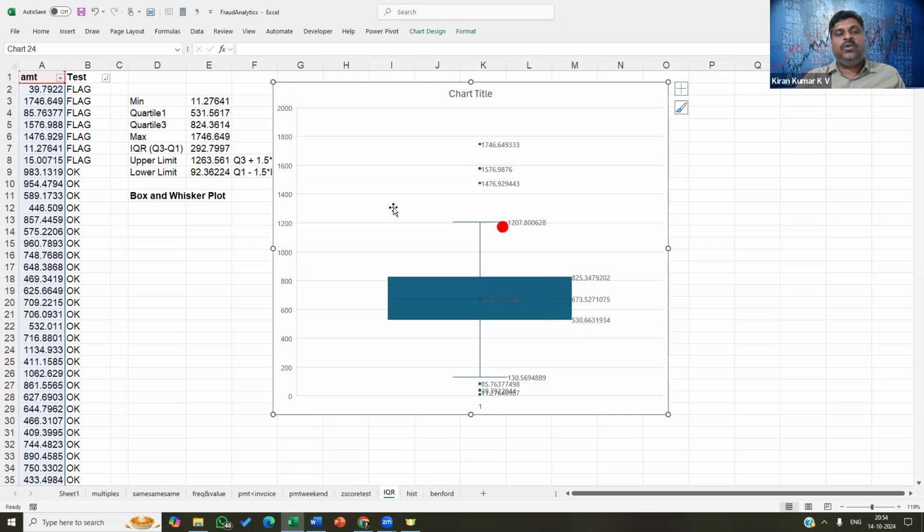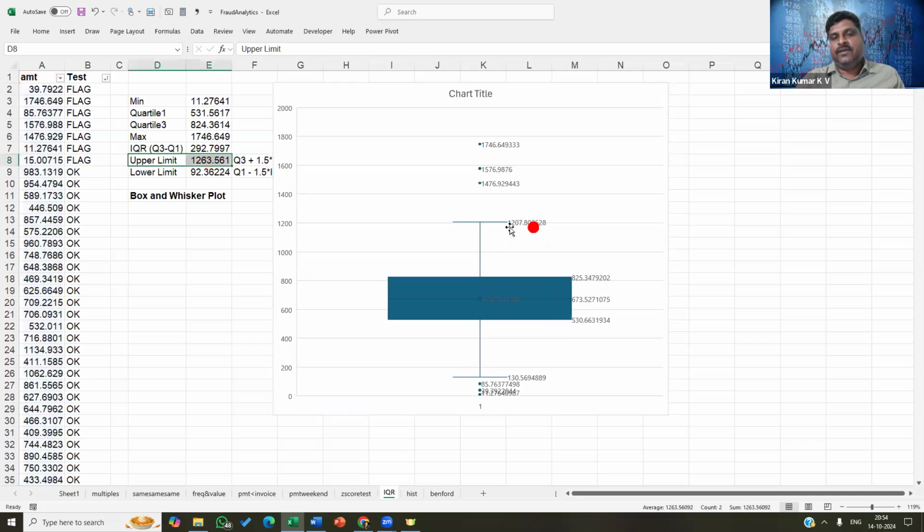You see, this 1207 is your upper limit. What is this upper limit? This is nothing but whatever is the Q3 plus 1.5 times the IQR. This shaded portion is your IQR, right? Imagine 1.5 times of that, and I'm increasing the limit above the Q3. Similarly, 1.5 times the interquartile range is subtracted here, and below that is your lower limit.